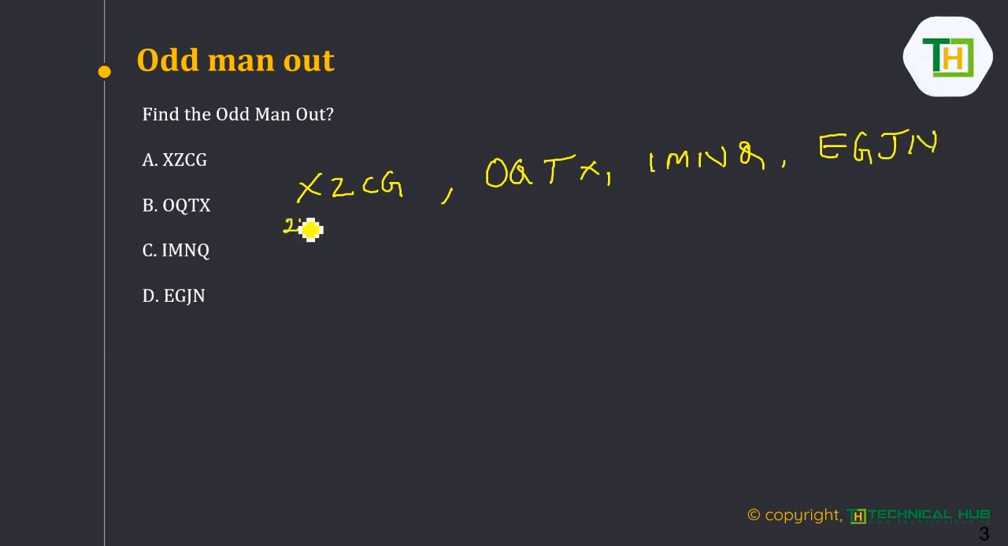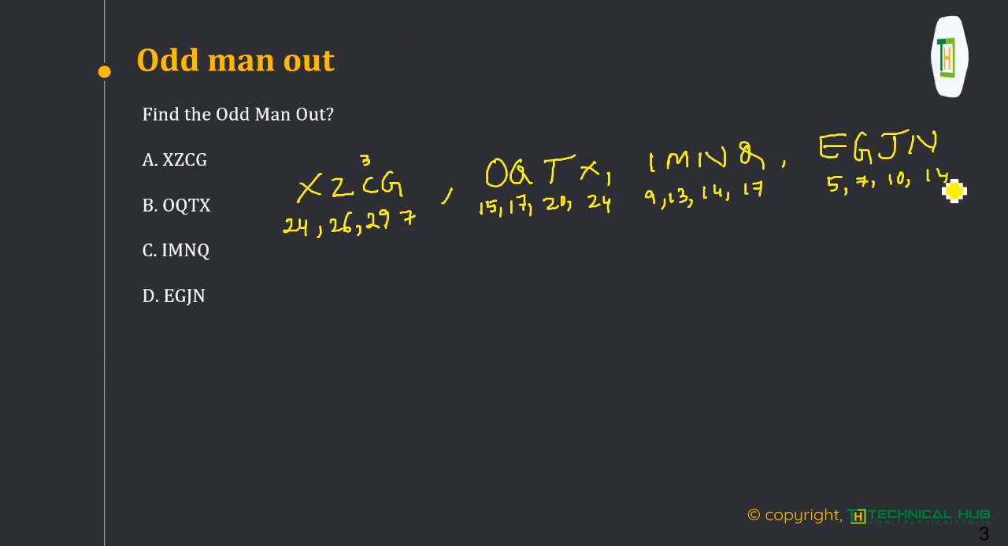X is 24, Z is 26, C is 29 or 3, G is 7. So C replaces 29 or 3. Here O is 15, Q is 17, T is 20, X is 24. I is 9, M is 13, N is 14, and Q is 17. E is 5, G is 7, J is 10, and N is 14.